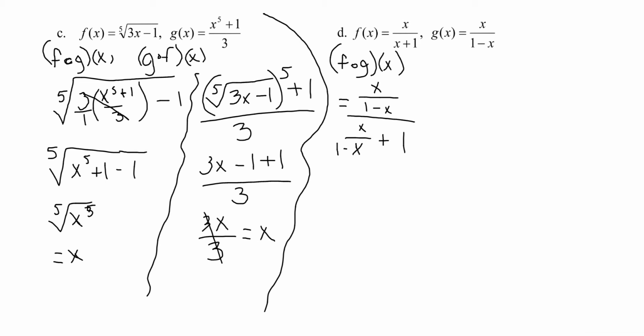So for this one, again, it's a complex fraction, and to clear our equation of these fractions, we're going to multiply by our common denominator. So we're going to multiply everything by 1 minus x. And if it helps, think of it like 1 minus x over 1. So we have 1 minus x over 1, and we're going to start multiplying.